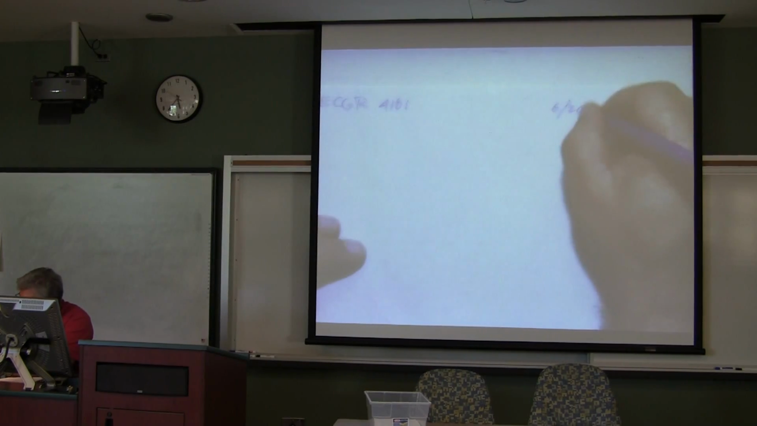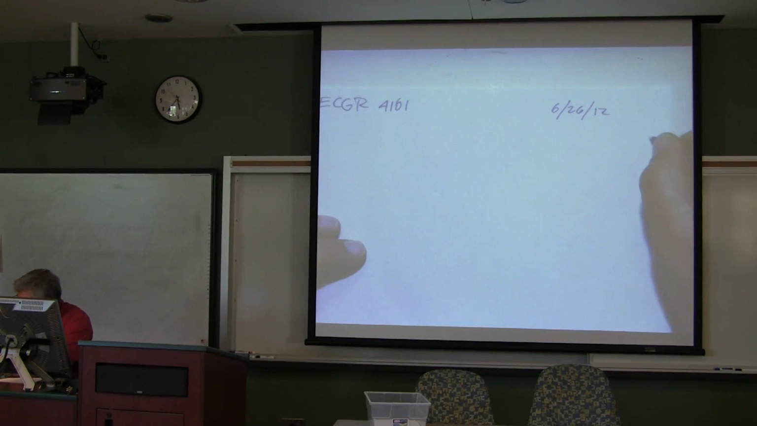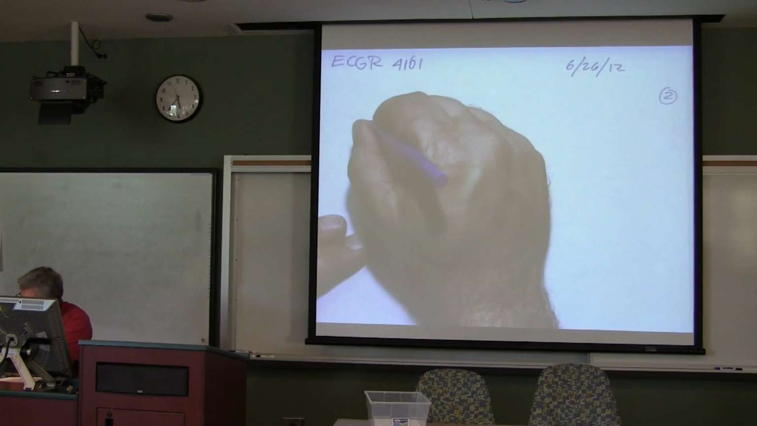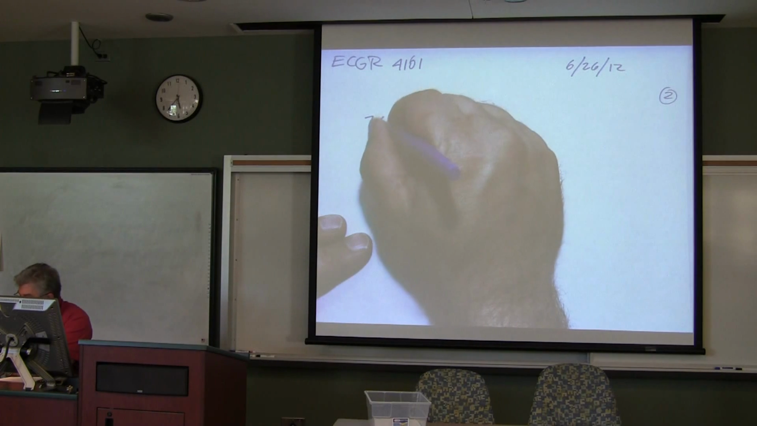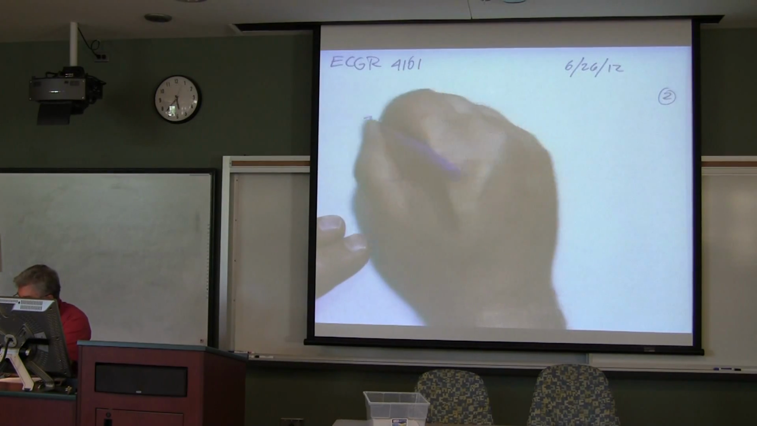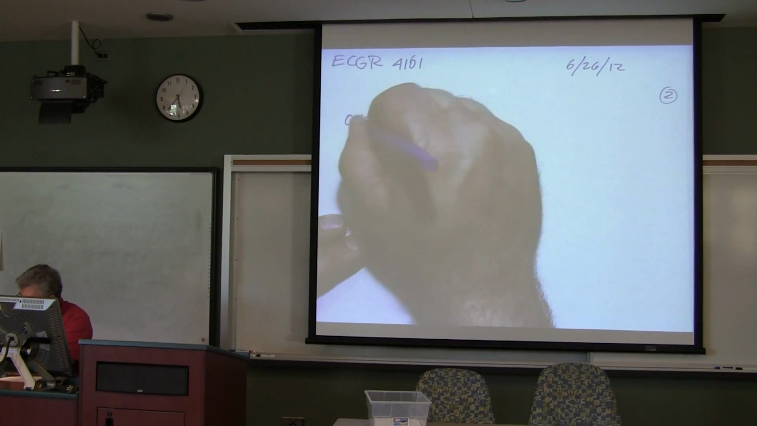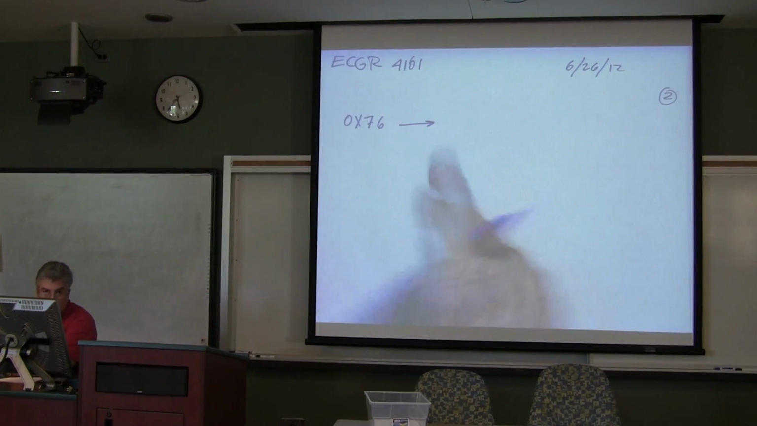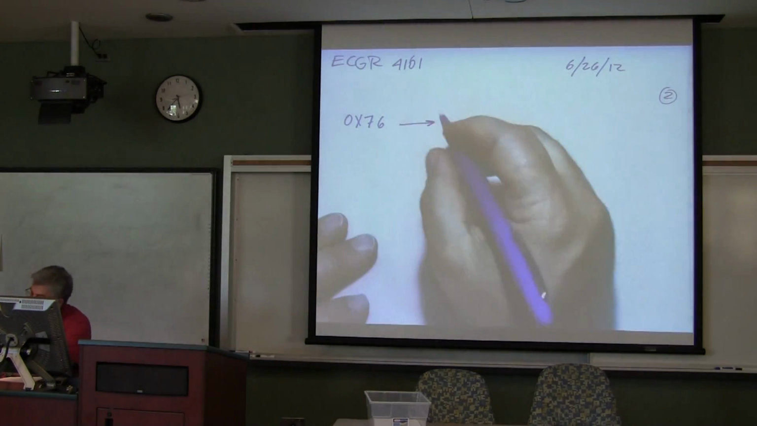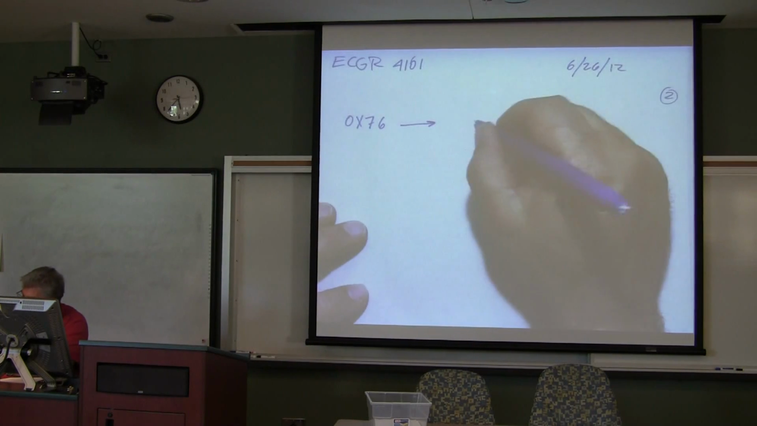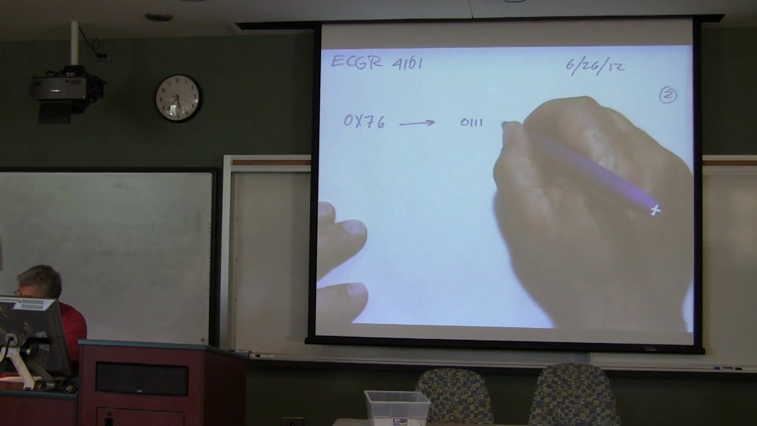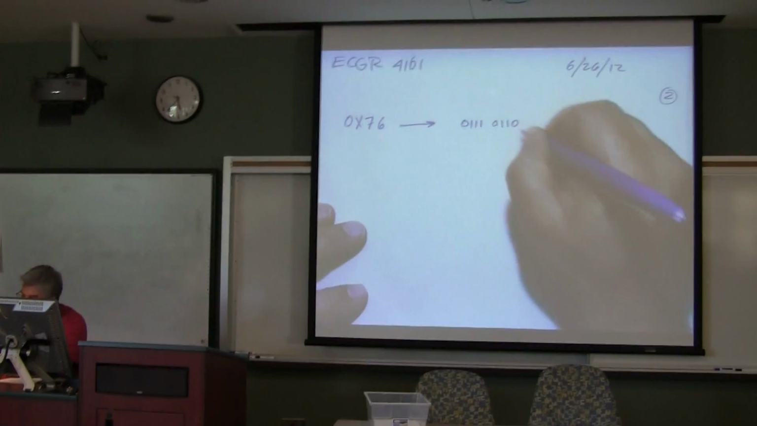This is 626. So your quick little assignment today is we have the value 7, 6 hex. The conversion of this to binary is 0111, 0110.